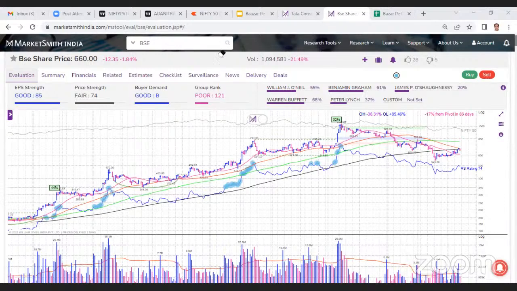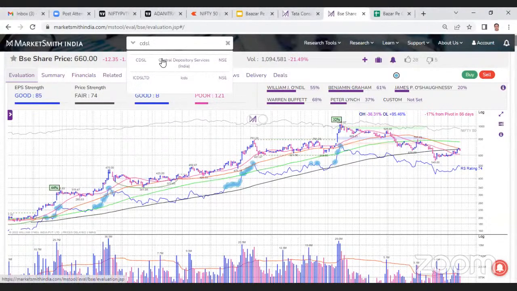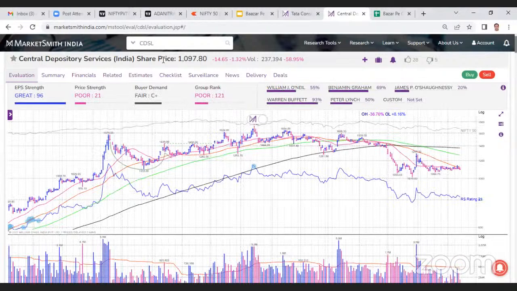Next is CDSL. Just 1 second. CDSL is currently around 1100, and for almost 3-4 weeks it did nothing and traded in a very tight range, around 1160-65 on the upside and 1100 on the downside. It is trending below all key moving averages. Momentum is not that attractive. Monthly momentum is deteriorating, weekly momentum is deteriorating, so it may fall.